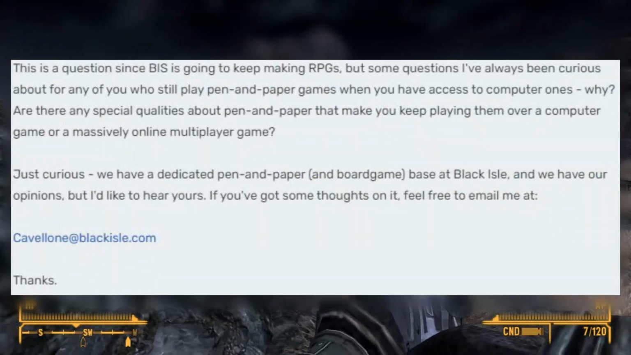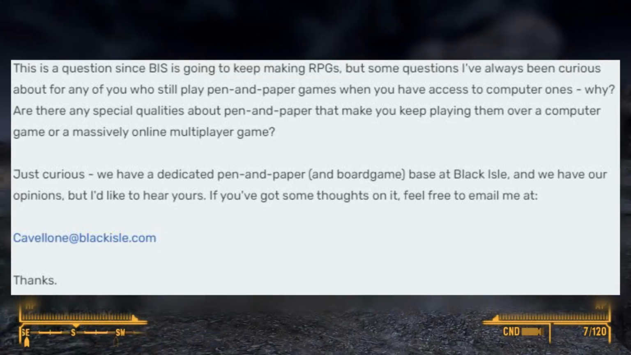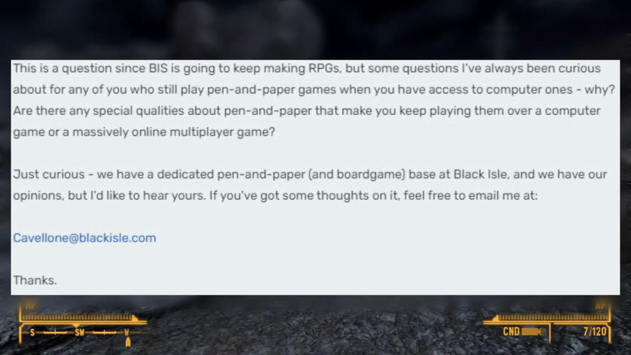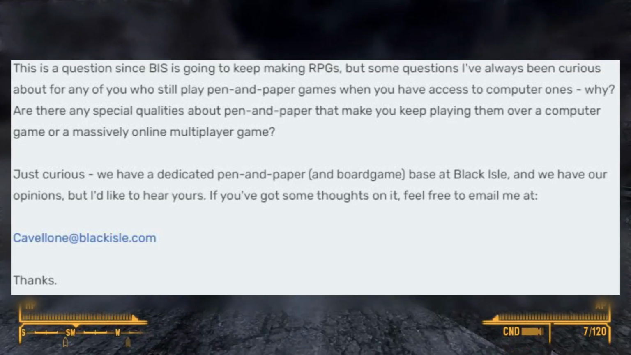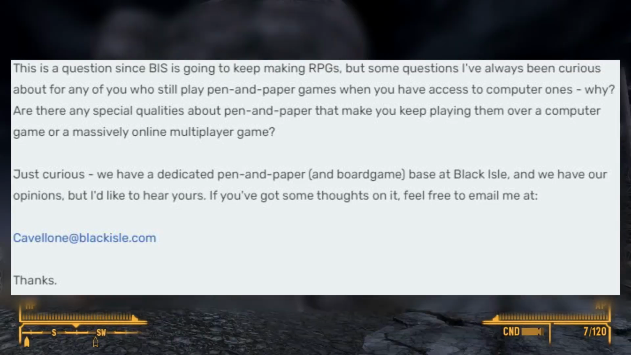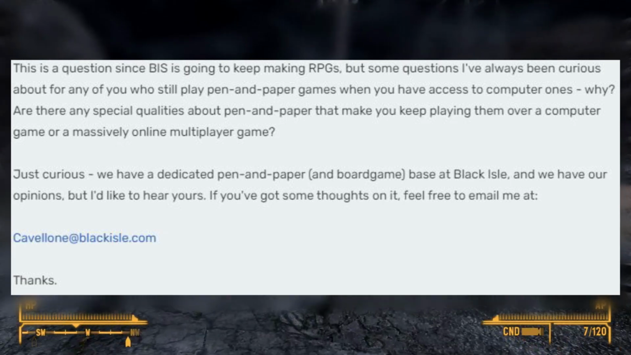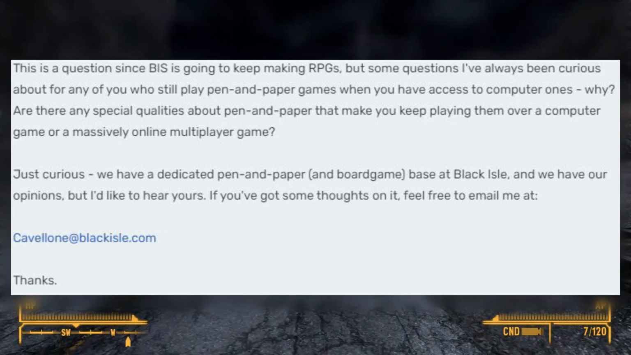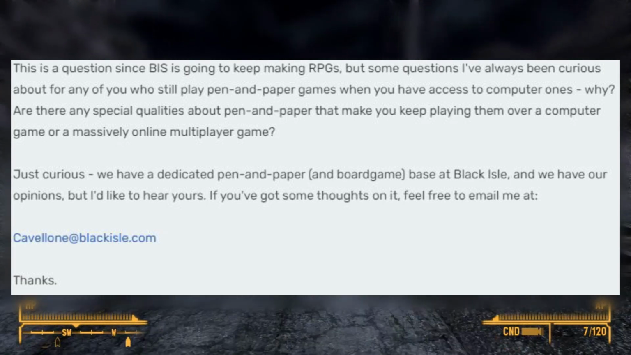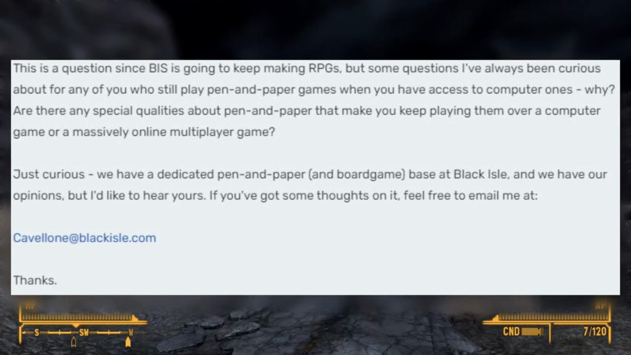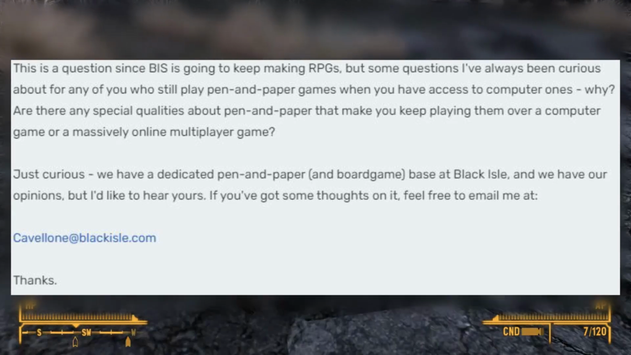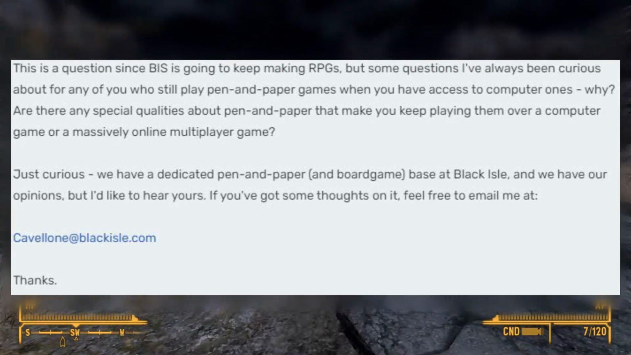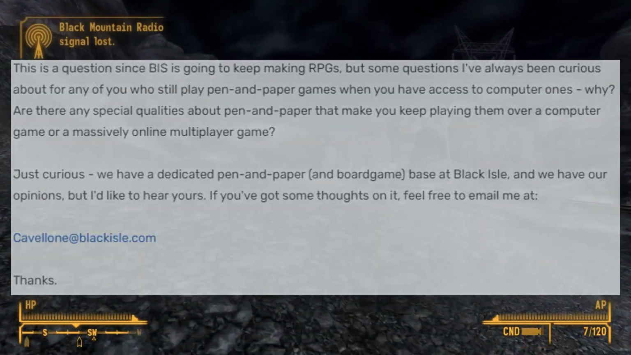This is a question since Black Isle Studios is going to keep making RPGs, but some questions I've always been curious about for any of you who still play pen and paper games. When you have access to computer ones, why? Are there any special qualities about pen and paper that make you keep playing them over a computer game? Or a massively online multiplayer game? Just curious. We have a dedicated pen and paper and board game base at Black Isle, and we have our opinions, but I'd like to hear yours. If you've got some thoughts on it, feel free to email me.